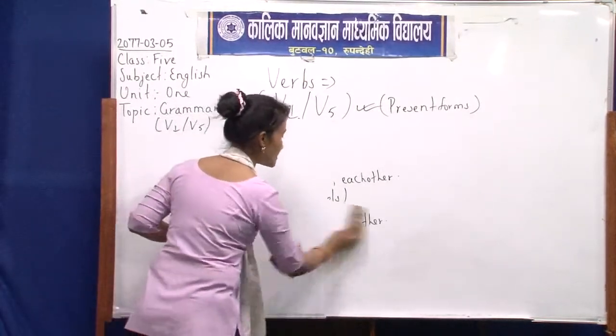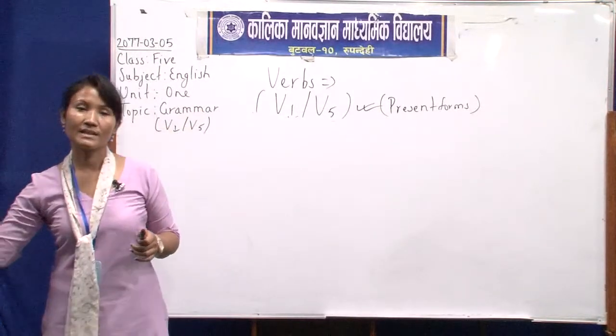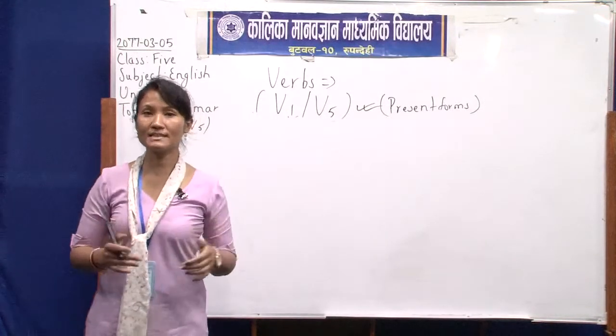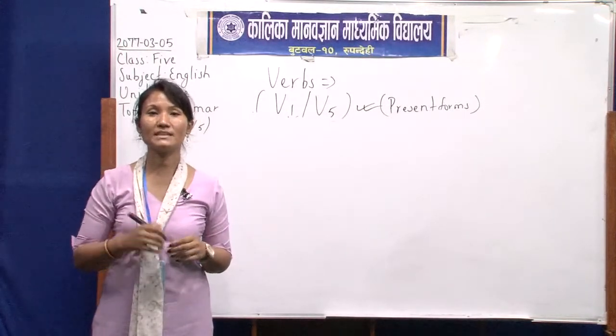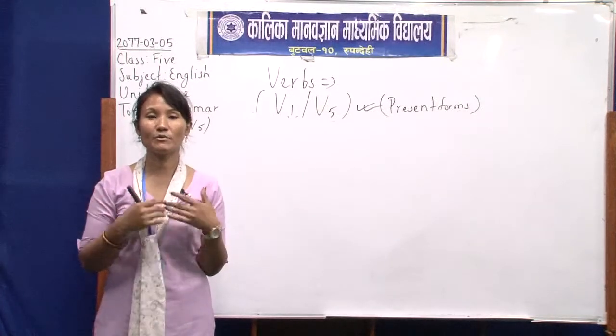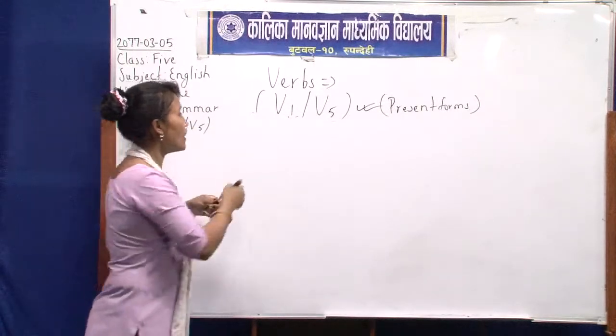I think this is the base form of the verb. If you become clear about the verb at this level, then it will be very much easier for you at higher levels as well. So I am going to explain it once again very briefly. Now, verb 1 and verb 5.